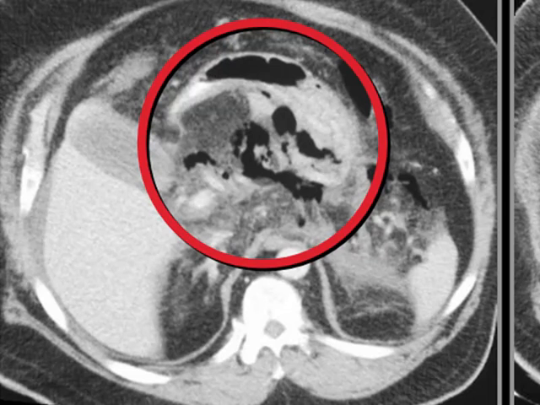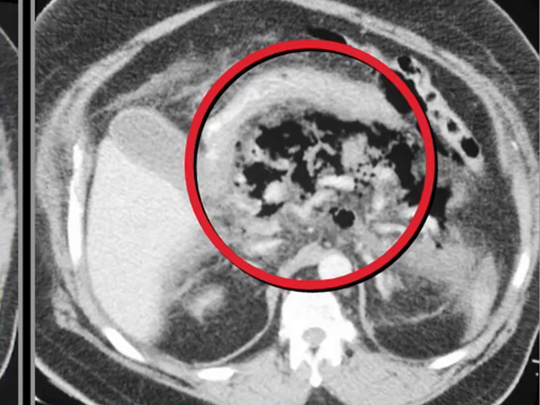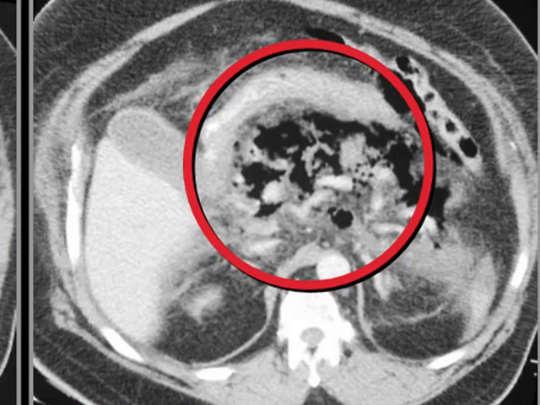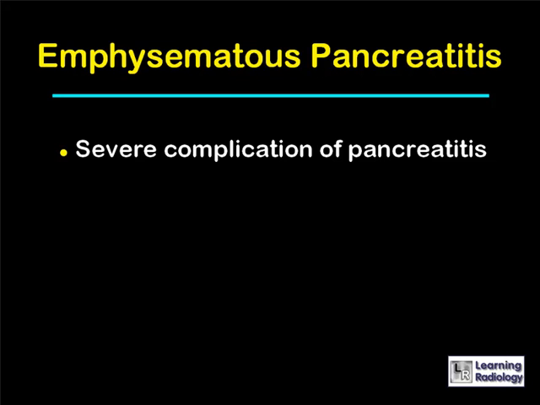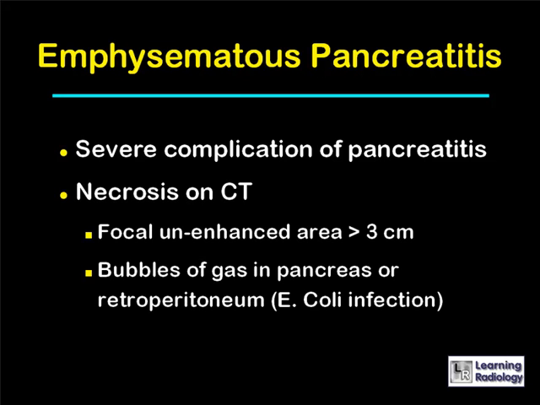You'll notice that there is gas in the bed of the pancreas and in the pancreas itself in both of these images. Emphysematous pancreatitis is a severe complication of pancreatitis. Pancreatic necrosis on CT can be recognized by a focal, unenhanced area of the pancreas, usually greater than 3 centimeters in length. There may be bubbles of gas in the pancreas or the retroperitoneum from E. coli infection. Emphysematous pancreatitis carries a grave prognosis.